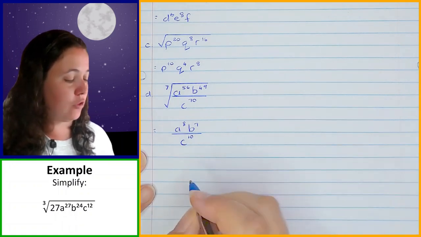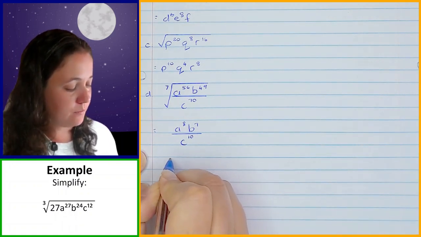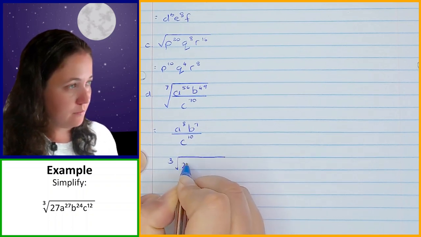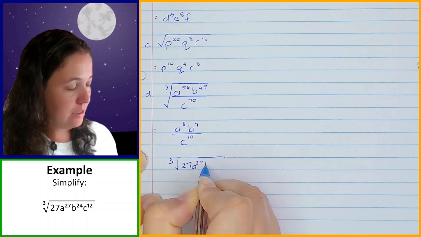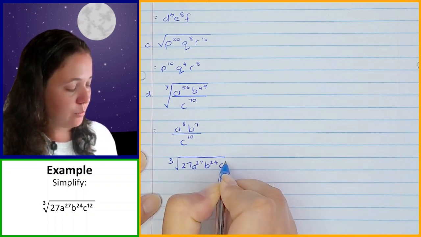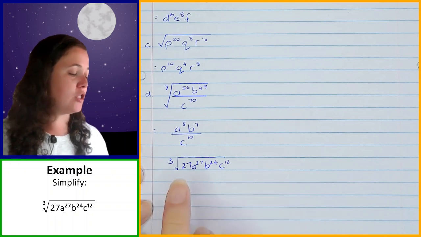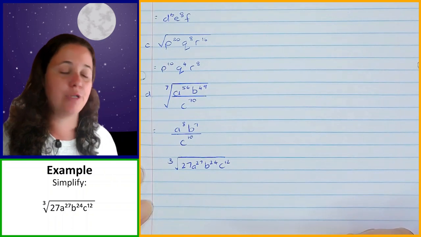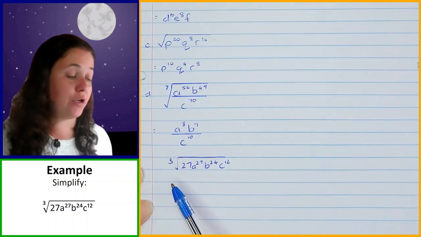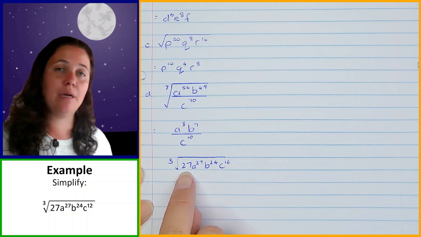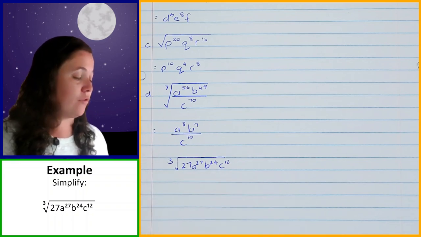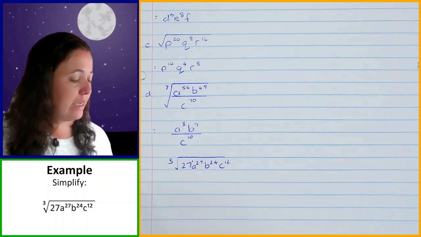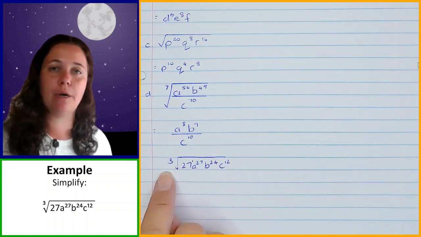Okay, now let's have a look at the next example. In this one, I have the cube root of 27, a to the power of 27, b to the power of 24, c to the power of 12. Now this one is the first time we've had a big number in our root sign that isn't an exponent. Remember that any number has its own exponent. So over here, I've got an exponent of 27, which is 1.